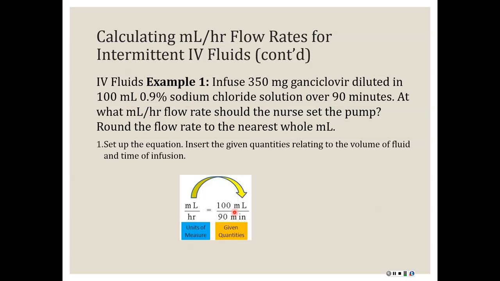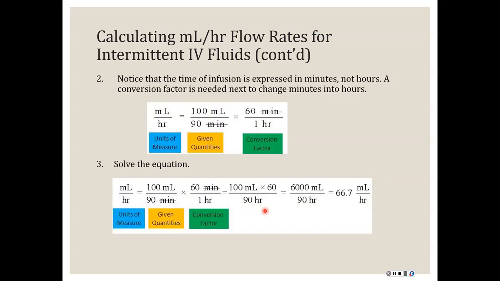So we're going to do 100 milliliters over 90 minutes, and then our next step would be figuring out that we need another equation here to get rid of minutes and convert to hours. So we would write minutes right here, and then we would fill in what we need to do. So when you look right here, we've got minutes, and then I would write over hours, and then I fill in my 60 and my 1.